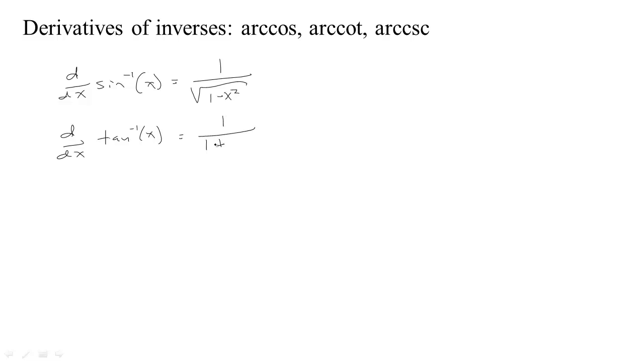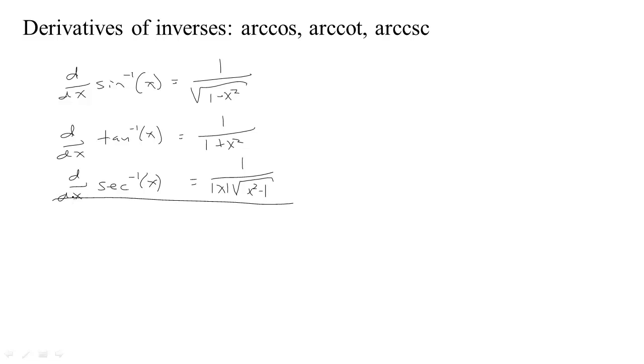Now, we've seen that the derivative with respect to x of the arcsine is 1 over the square root of 1 minus x squared. The derivative with respect to x of the arctan was 1 over 1 plus x squared. And the derivative with respect to x of the arcsecant was 1 over the absolute value of x times the square root of x squared minus 1.